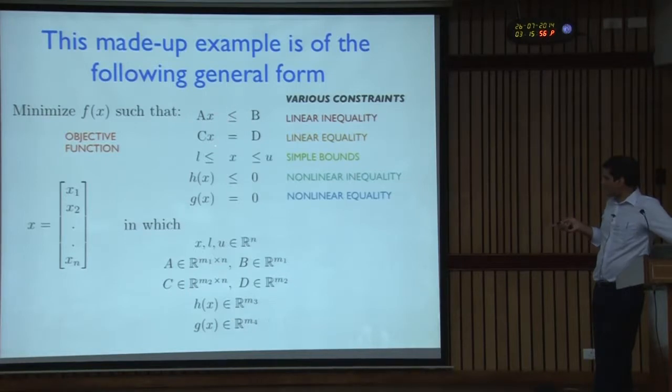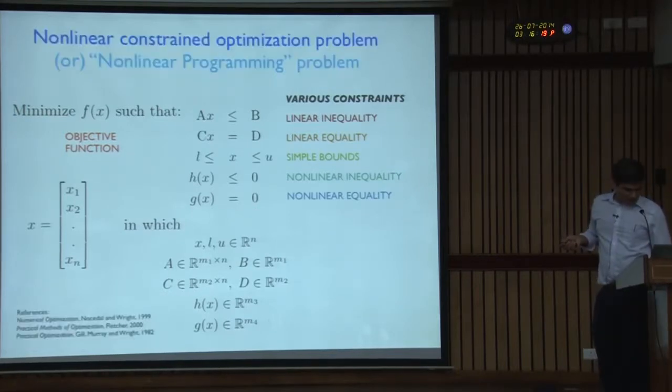This is a linear inequality. These are linear equality constraints. These are simple bound constraints. In other words, it says x1 should be maybe less than 5, greater than 0, or something like that, and so on and so forth. And these are nonlinear inequality constraints and nonlinear equality constraints. This kind of problem is called a nonlinear programming problem or a nonlinear constraint optimization problem.